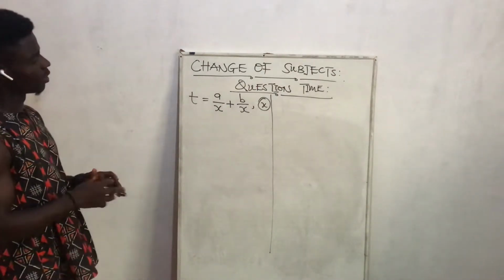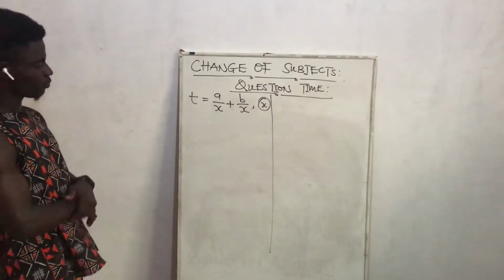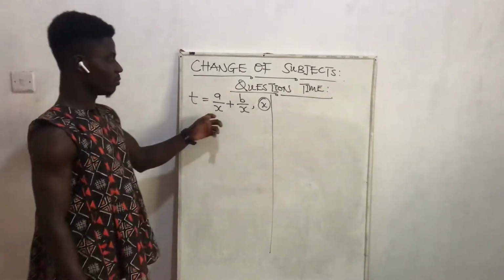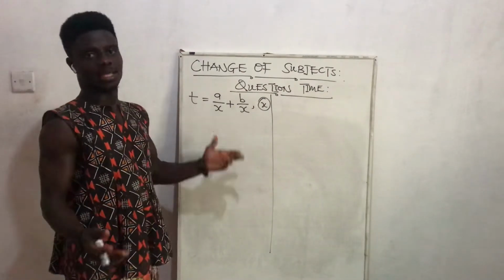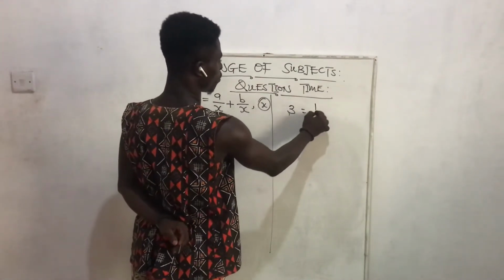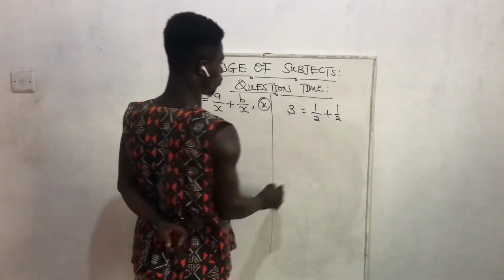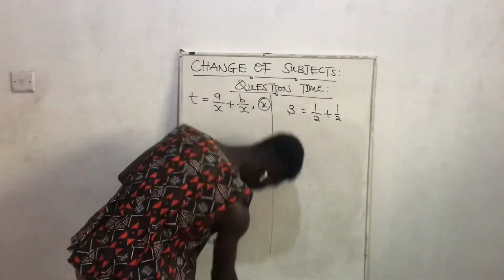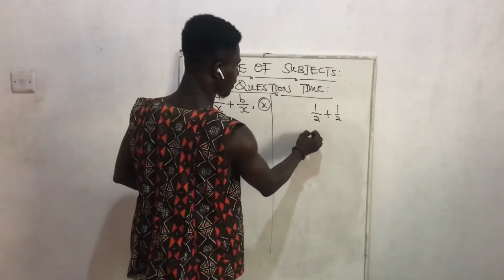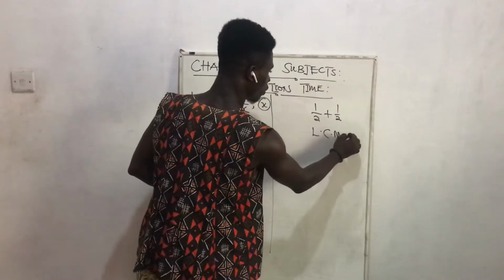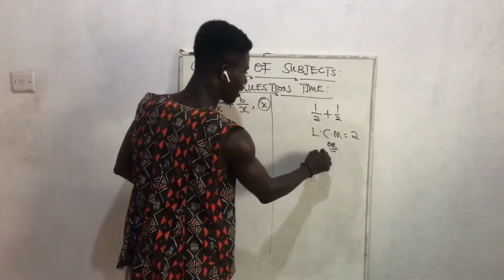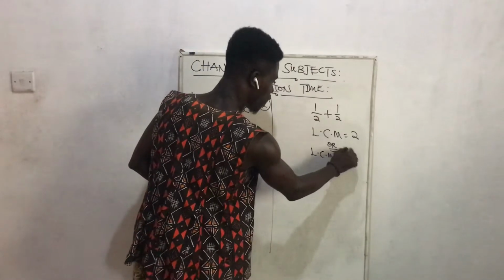So now, how do we go about this? You ask yourself, what is the LCM? The LCM is X. Why? Because, watch here, if I have 3 equals 1 on 2 plus 1 on 2. Or, let's forget about this 3 here. 1 on 2 plus 1 on 2. You can say that the LCM is 2. And also, somebody can say that the LCM is 4.